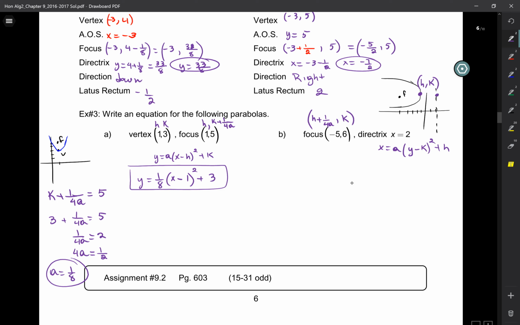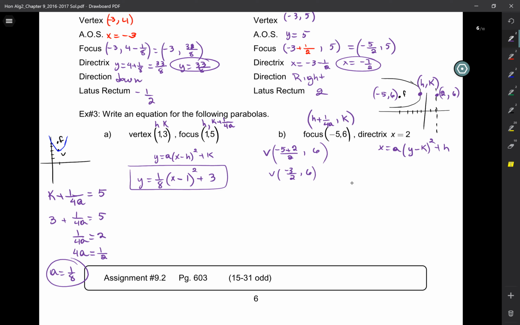So this point here is the point 2 comma 6, because this is negative 5 comma 6. Does that make sense? So where is the vertex then? Can we find the vertex? Vertex is negative 5 plus 2 over 2. It's the midpoint, comma 6. Does that make sense? So the vertex is where? Negative 3 over 2, comma 6. Is that right? Yeah? Am I right? Okay.